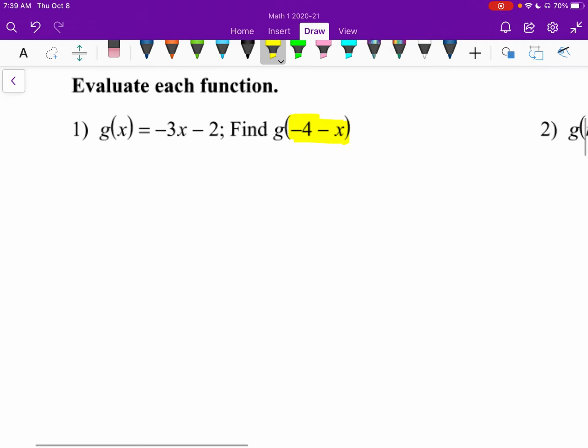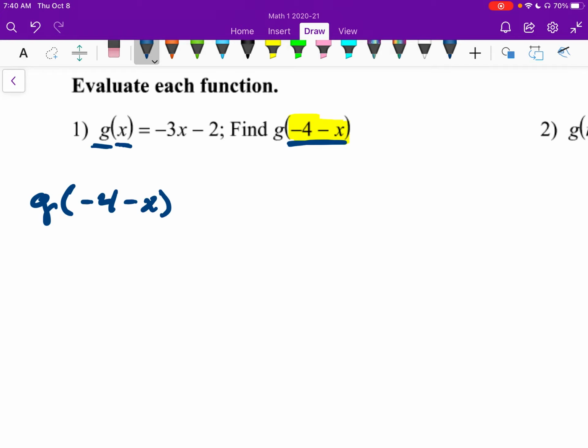So again, let's just review. In number 1, g is our function label. That's our function. And then x is what is natively plugged into the function. That's our native variable. What we're going to do now is plug this into our variable. So we could say g of -4 minus x equals, and I want to plug that in anywhere that we had our variable. Our original variable was x, so that's where I'm going to plug it in. So I'm going to say -3, and I'm going to use parentheses, (-4 minus x) minus 2.